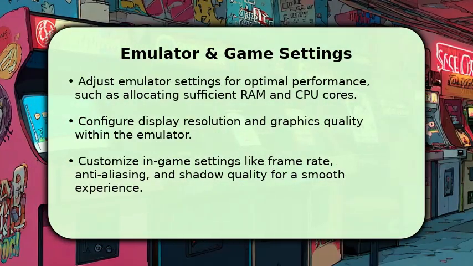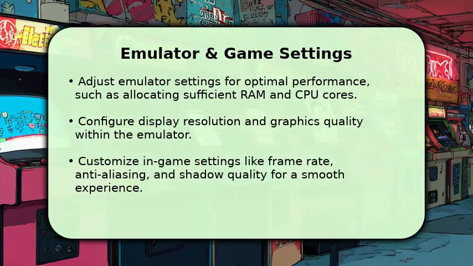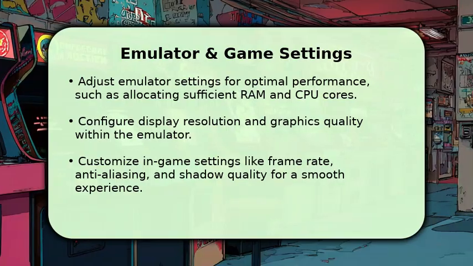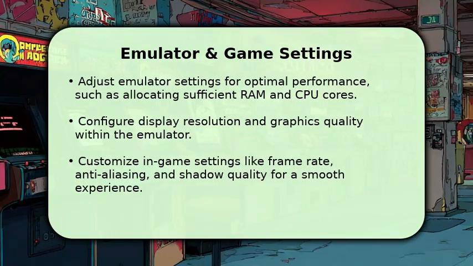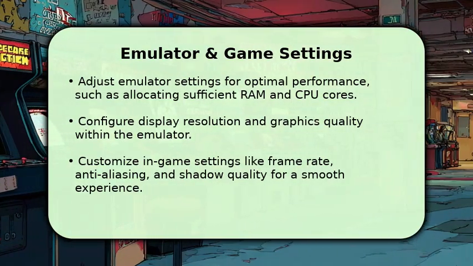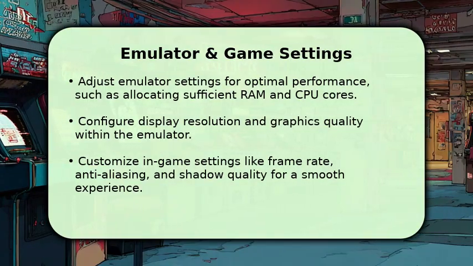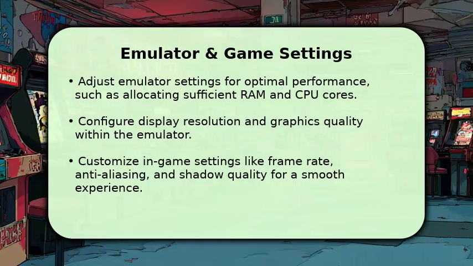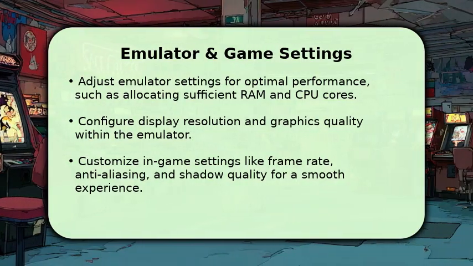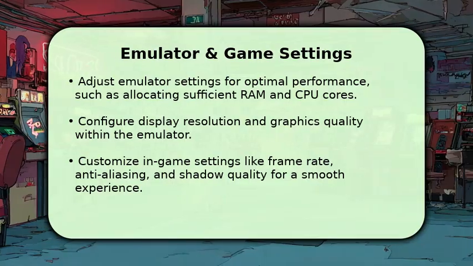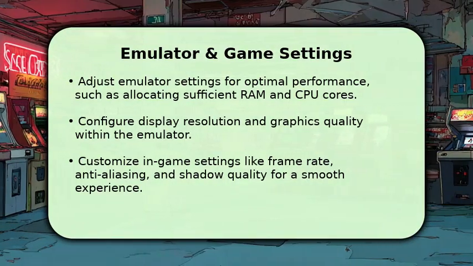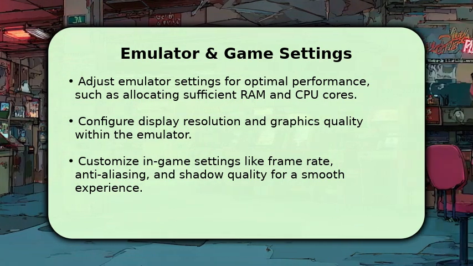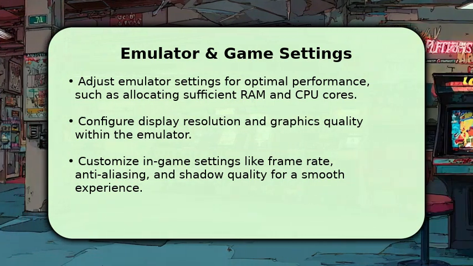Once PUBG Mobile is installed, optimizing your emulator and in-game settings is crucial for a smooth experience. Allocate sufficient resources, like at least 4 GB of RAM and 2 CPU cores, within your emulator's settings. Adjust the display resolution and graphics quality to match your monitor. Inside the game, customize frame rate, anti-aliasing, and shadow quality. A stable internet connection, ideally with a ping below 50 milliseconds, will also significantly reduce lag and improve your gameplay.